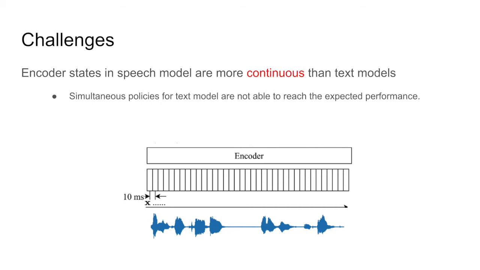The second challenge is that encoder states in the speech model are more continuous compared with the text model. In the text model, each encoder state corresponds to an individual token, so the state is more discrete. For speech translation, we found that simultaneous policies for text models are not able to reach the expected performance for the speech translation task.